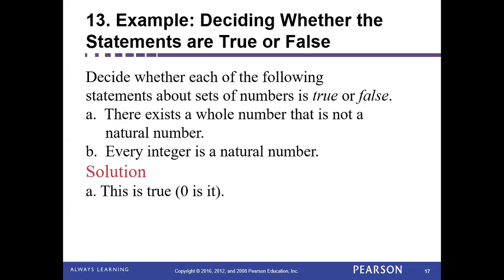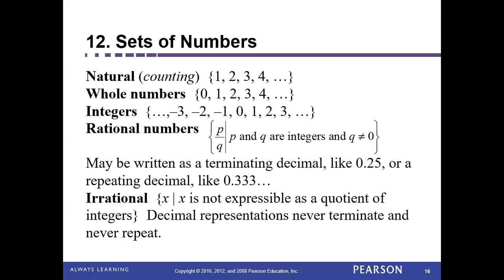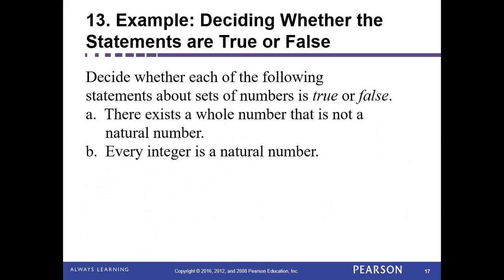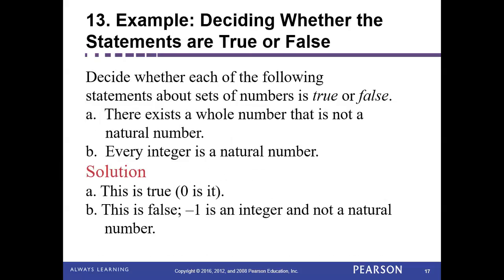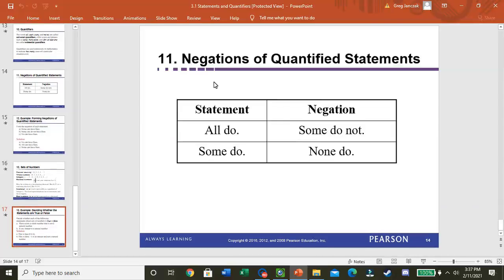Okay, every integer is a natural number. Well, if we look at integers, is every integer a whole number? No, because we've got negatives. So that's false. And it only takes one number to make the whole thing false. So notice they only looked at -1. They didn't even go any further than that.